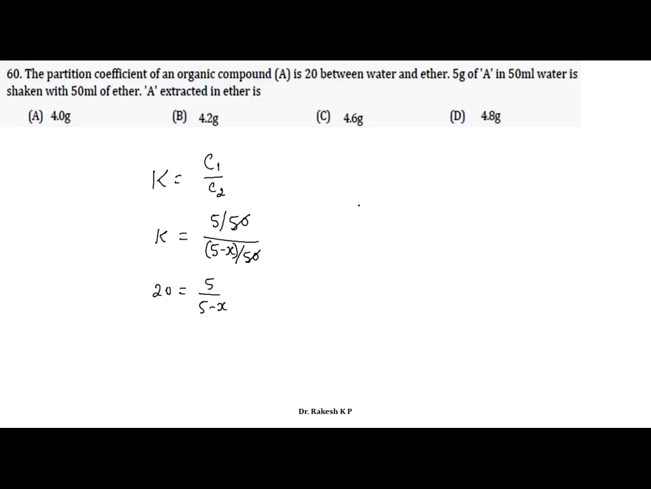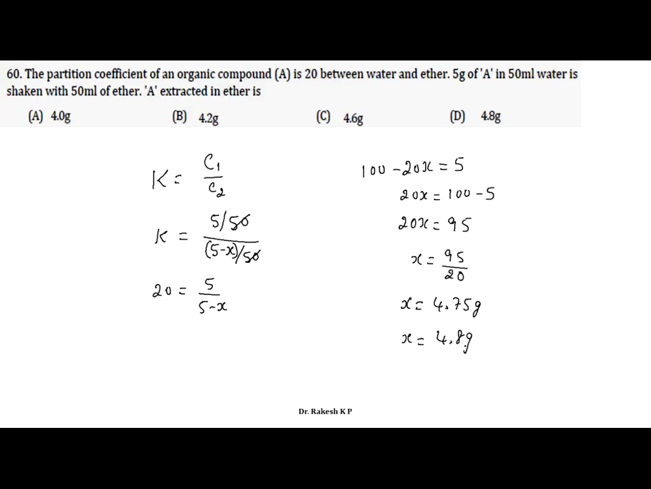Let me do the further calculations here. We have 100 minus 20x equals 5. So 20x equals 100 minus 5, so 20x equals 95. x equals 95 divided by 20. x is approximately 4.75 gram. So we can write it as 4.8 gram. Hence in this case the option is D.